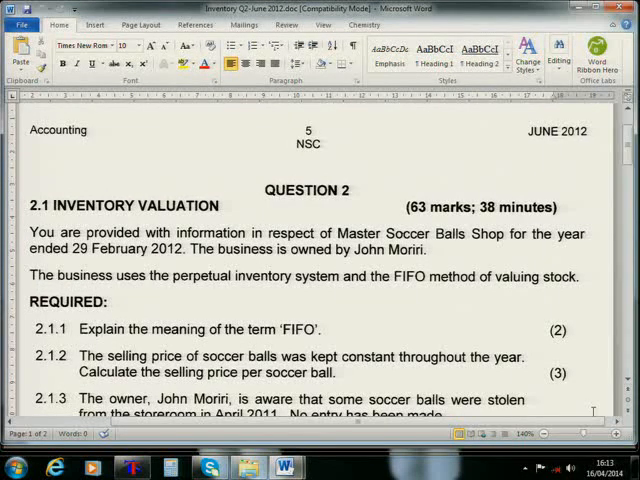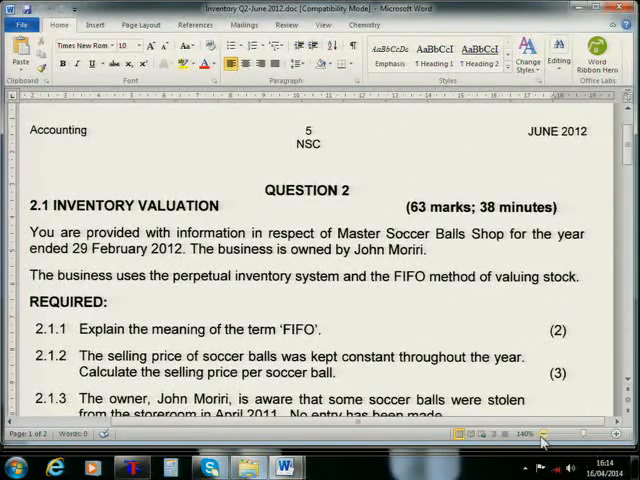You are provided with information in respect of Master Soccer Balls shop for the year ended the 29th of February 2012. The business is owned by John Moriri. The business uses the perpetual inventory system and the FIFO method of valuing stock. So the perpetual system means that we sold big things with a fixed profit markup, and the FIFO method of valuing stock. Explain the meaning of the term FIFO. It's first in, first out.